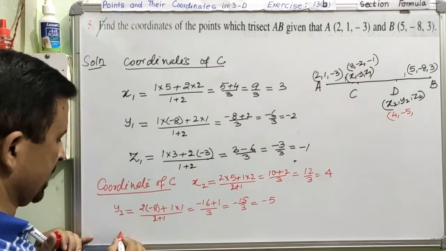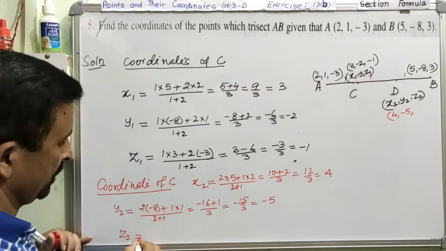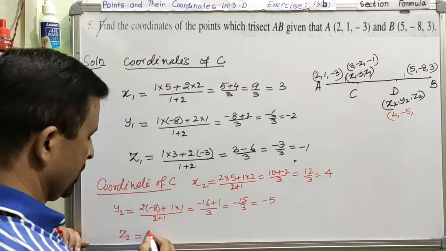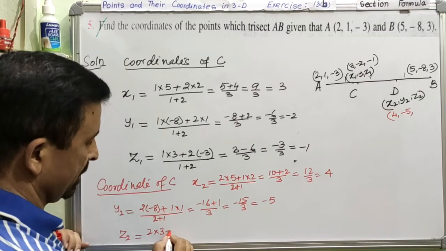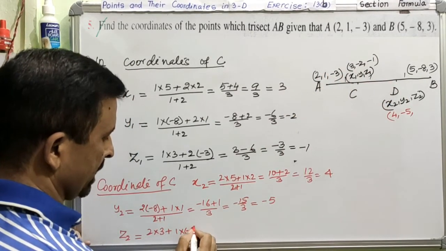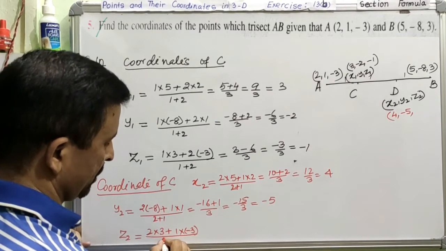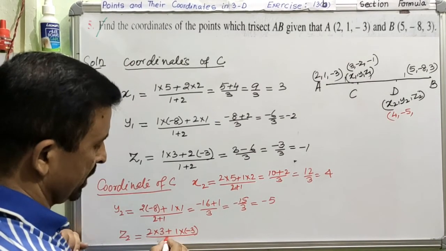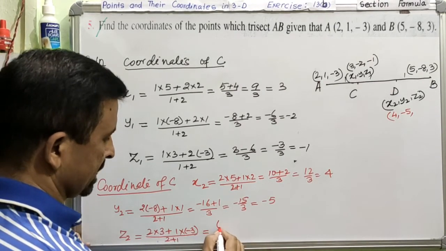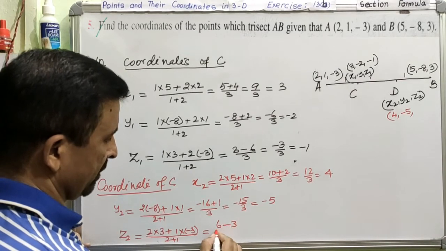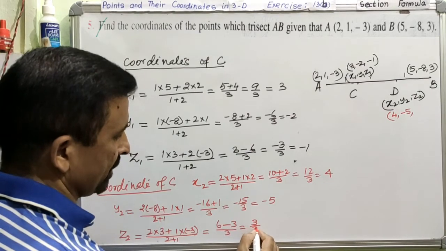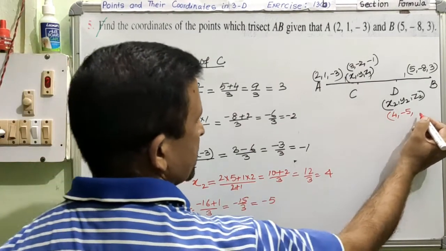Last one is z2. This is now 2 into 3 plus 1 into minus 3, divided by 2 plus 1. 2 threes are 6 and then minus 3, divided by 3, is equal to 1. 6 minus 3 is 3, divided by 3 is equal to 1, and this is 1.